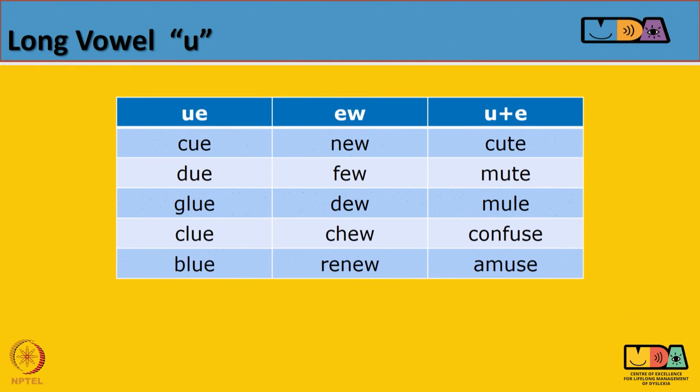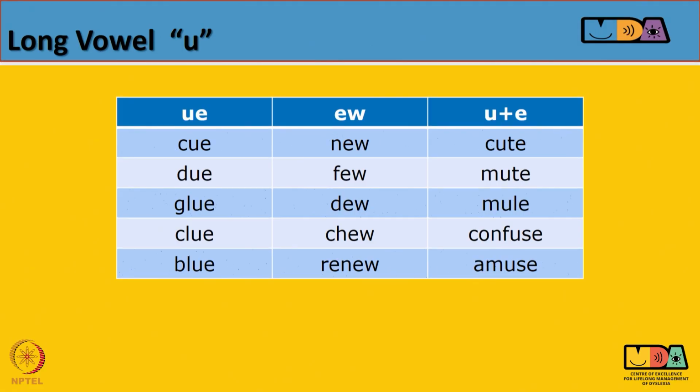EW coming at the end of the word, words like new, few, due, chew and renew all have the U sound coming at the end of the word. It is denoted by EW. And the magic E with the U vowel sound, we have cute, mute, confuse, amuse. All these words have got the U sound.